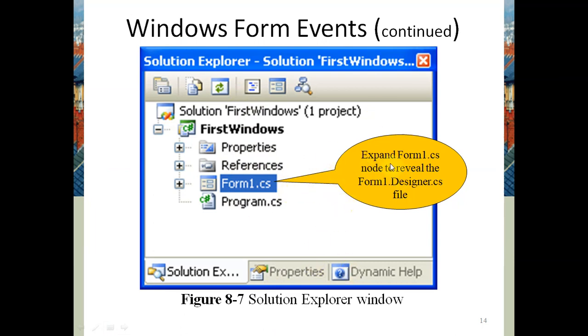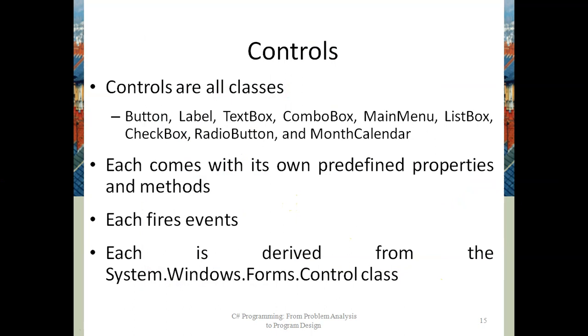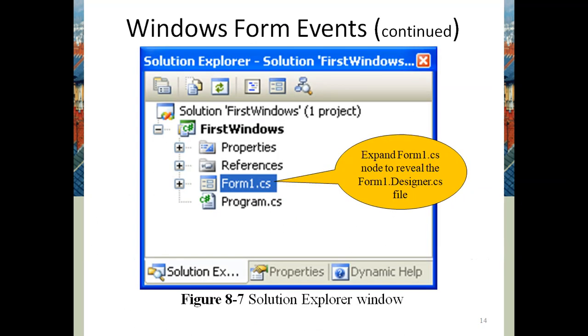We can expand the Form1.cs node and reveal the Form1.Designer.cs file. Accordingly it will display all the files and references of a particular project. At the same time we can click properties of a particular component, and we will also have dynamic help. So these are all the events, properties and solution explorer, everything regarding the form.